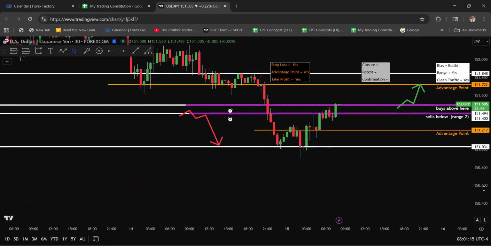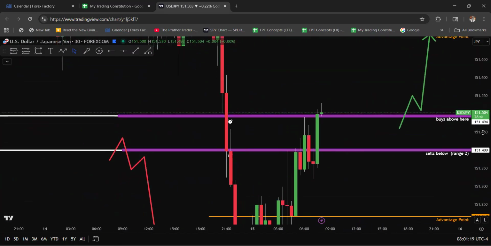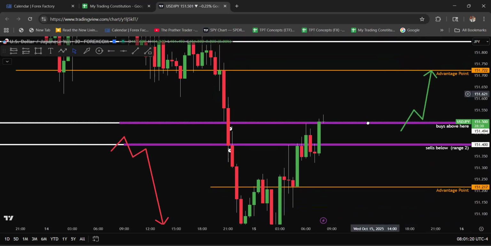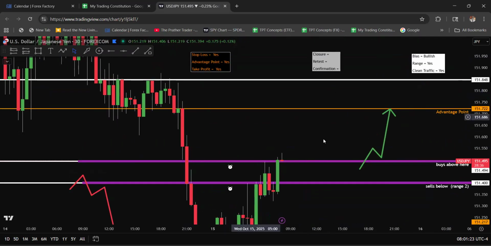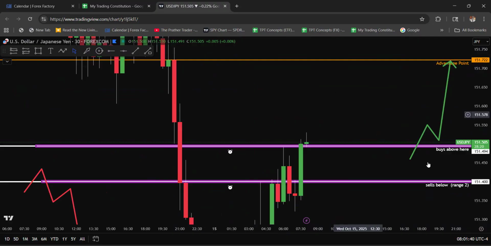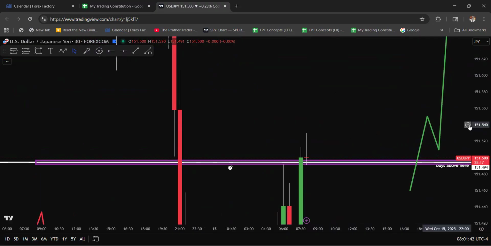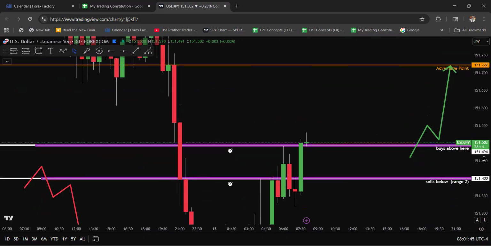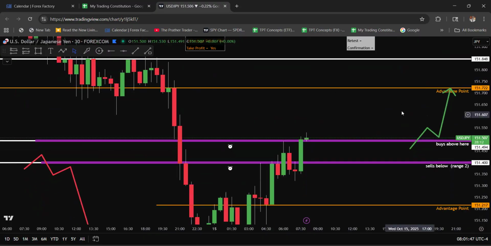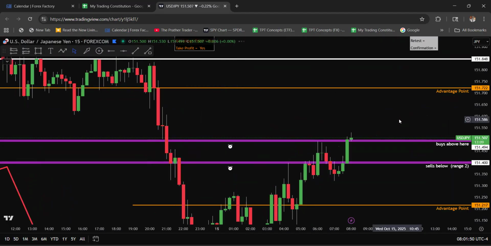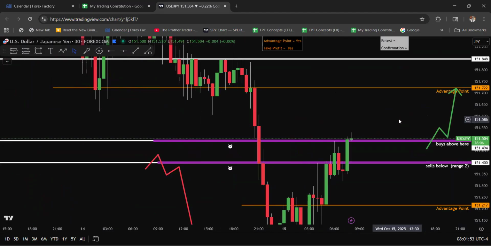Alrighty. Here on UJ, price got a quick little pop, now we're pulling back. Alrighty, now price giving us that bottom wick that we wanted. I got the closure. Kind of waiting for the retest. This is why I just didn't take the breakout.